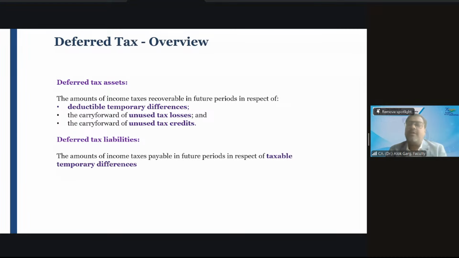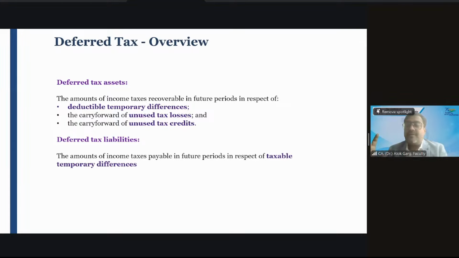Till how many years can we carry forward and set off the losses? 8 years, sir. 8 years, right? Other than speculative and so on. So 8 years, okay?